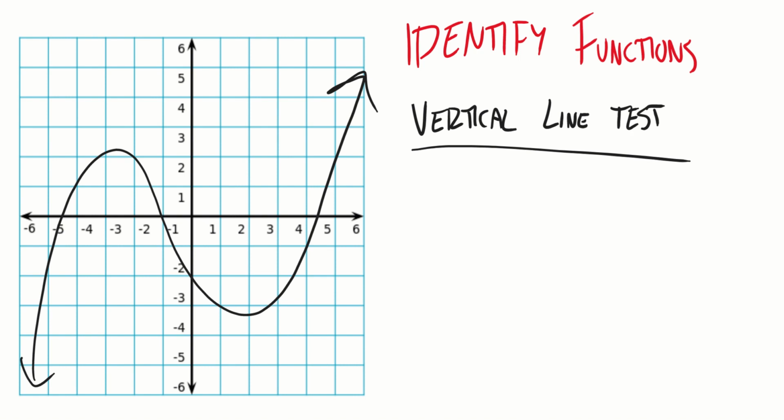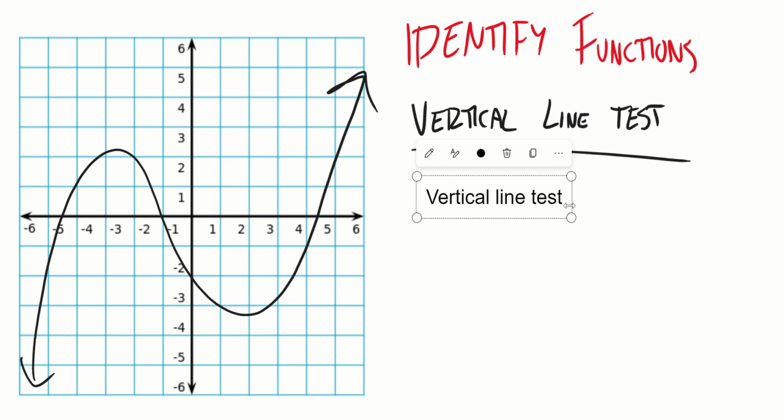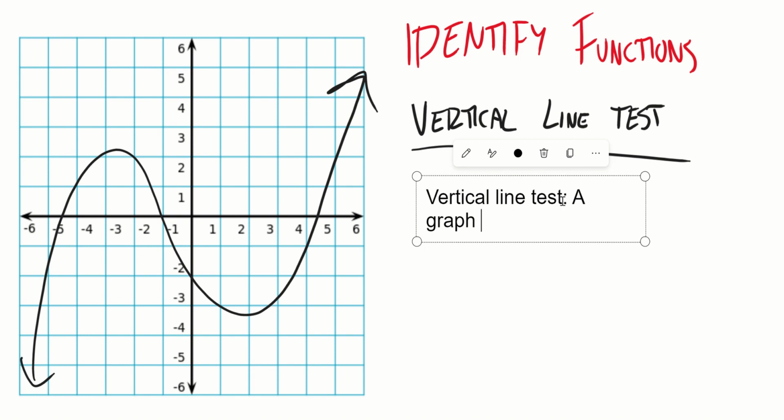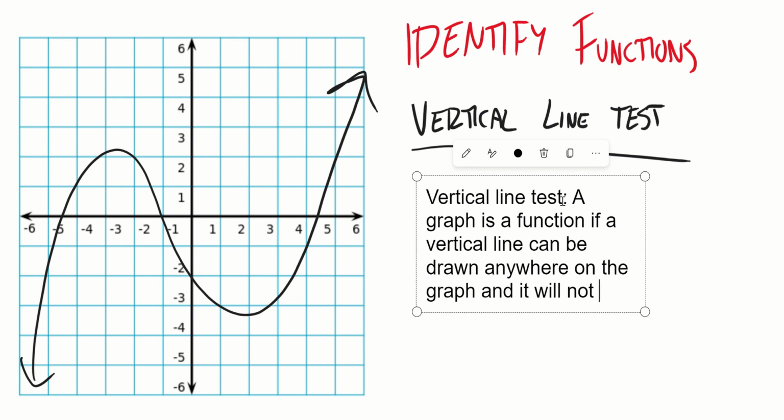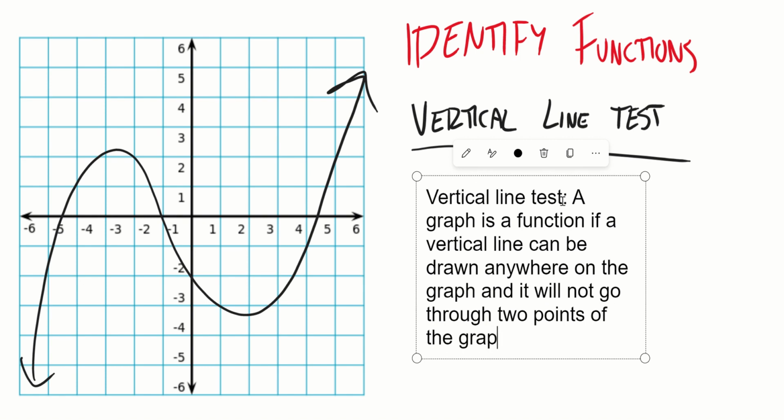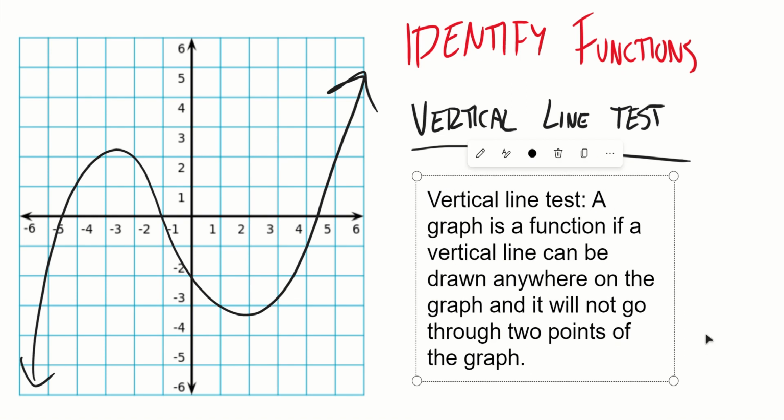What the vertical line test says is, a graph is a function if a vertical line can be drawn anywhere on the graph and it will not go through two points of the graph. Okay, so it's a little bit confusing, but let's talk about this.